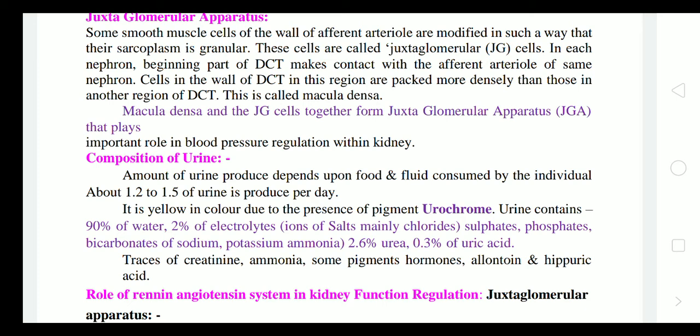In each nephron, the beginning part of the DCT makes contact with the afferent arteriole of the same nephron. Cells in the wall of the DCT in this region are packed more densely than those in other regions of the DCT. So this is called the macula densa, where the cells are dense. Macula densa and JG cells together form the juxtaglomerular apparatus, JGA, that plays an important role in blood pressure regulation within the kidney.